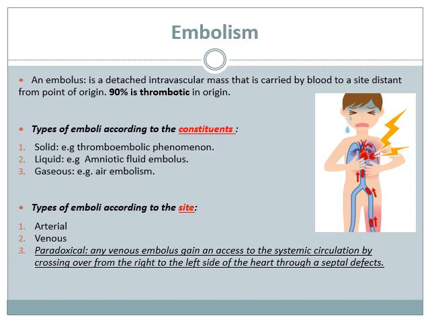Now we will start with embolism. We need to know what do we mean by embolism, the causes of it, and types of the emboli with consequences of each one. So we will start with definition of embolus. It is a detached intravascular mass that is carried out by blood to a distant site from point of origin.